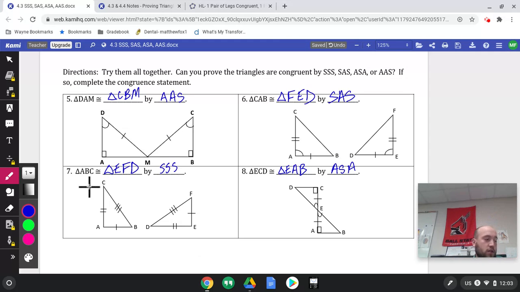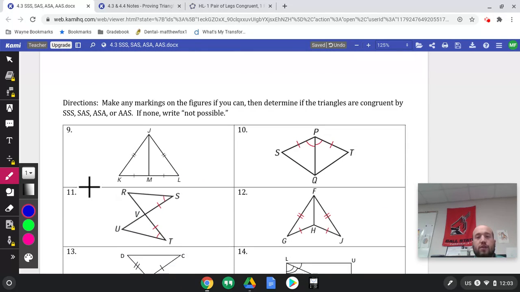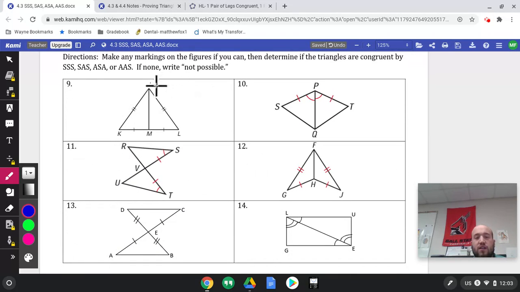All right. So to wrap it up real quick, we'll just identify how we can identify that these are the same. So this first one only has 2 things, but JM by the reflexive property we can mark because it's part of both triangles. So that'd be SSS. Okay, once again, reflexive property allows us to mark PQ. It's part of both triangles. So now we have SAS. On this one, I can mark in the middle here because those are vertical angles. So now I have ASA.